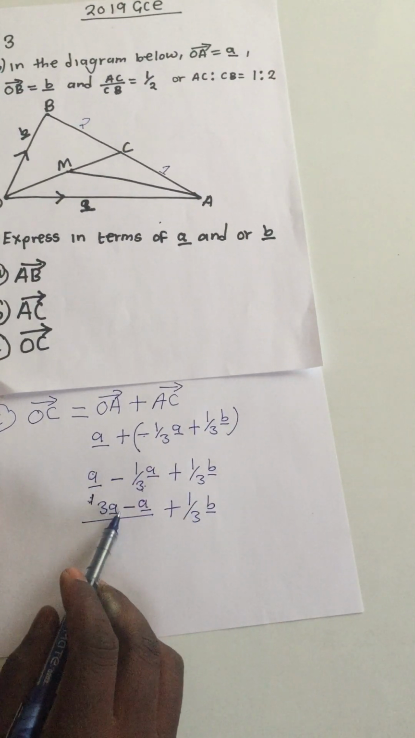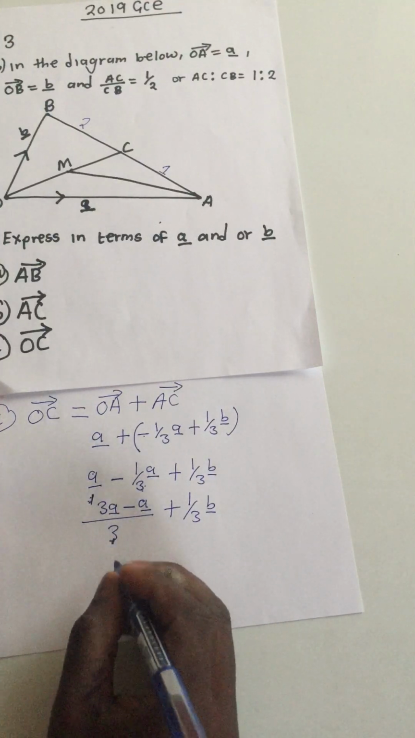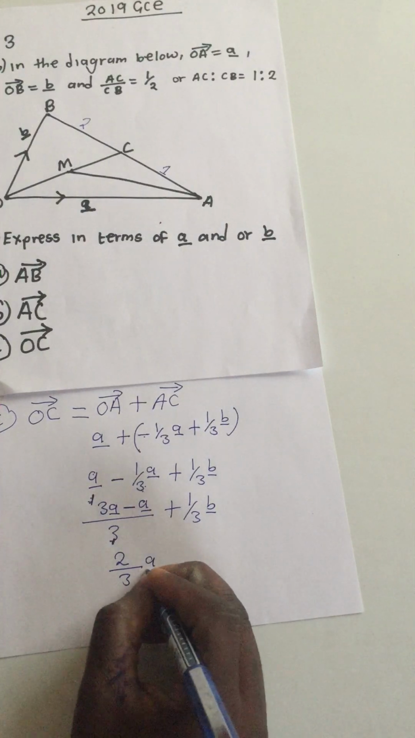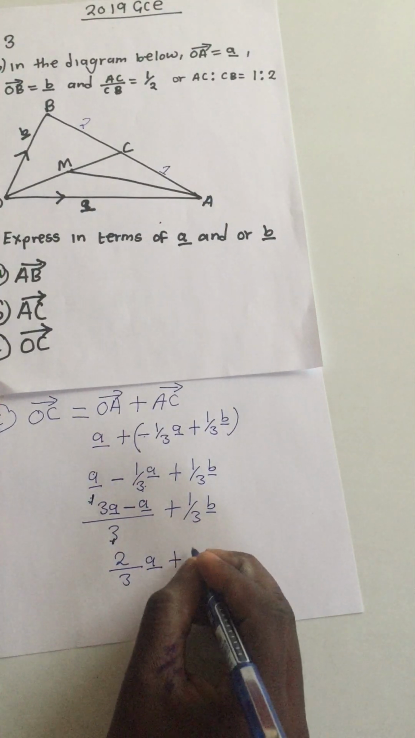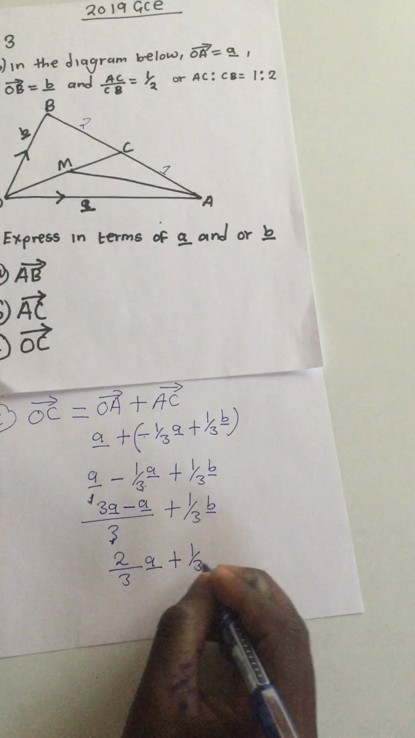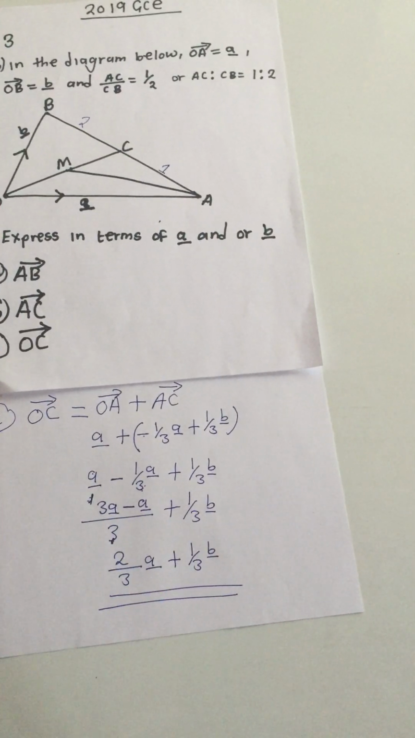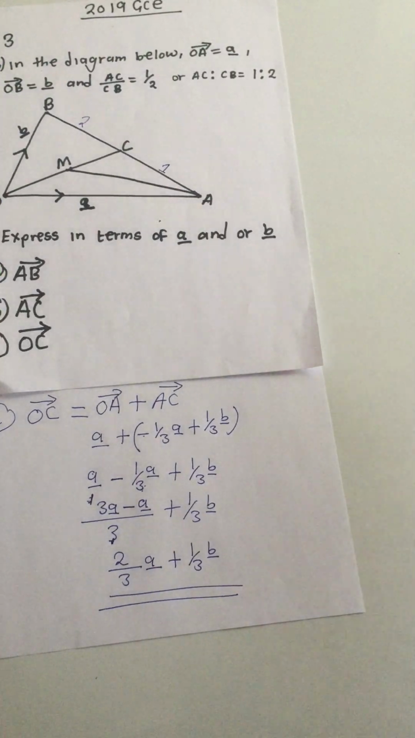So 3A vector minus A vector, it's 2 over 3 vector A, plus 1 over 3 vector B. You end here. Thank you very much for following. I hope you have enjoyed.